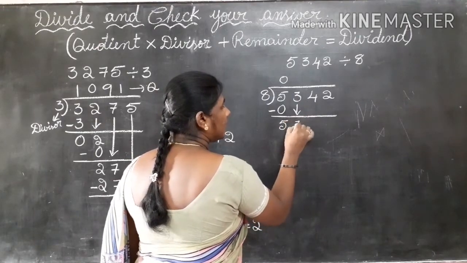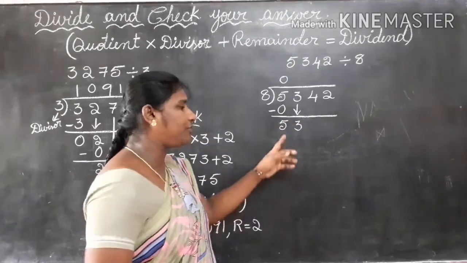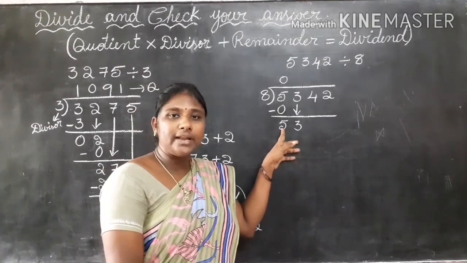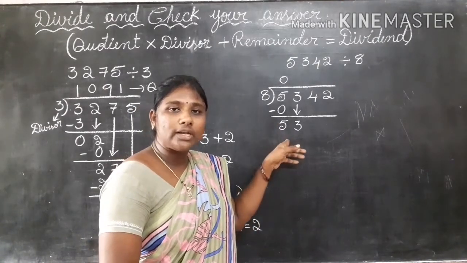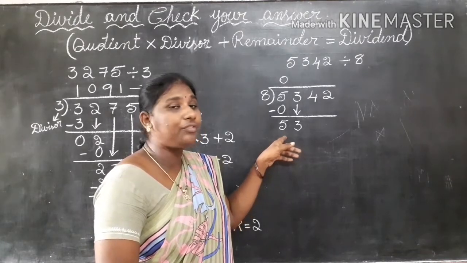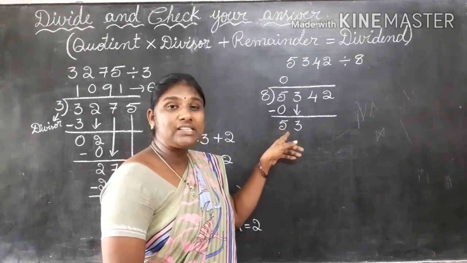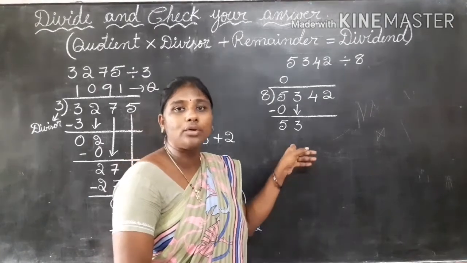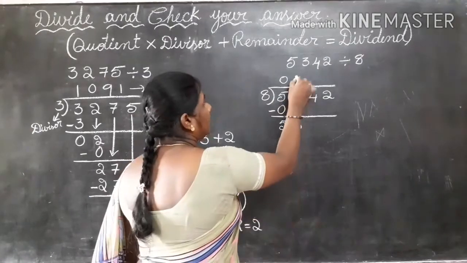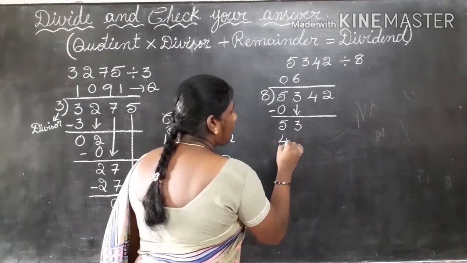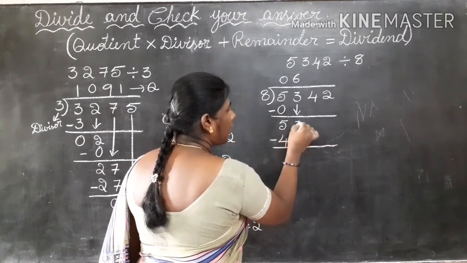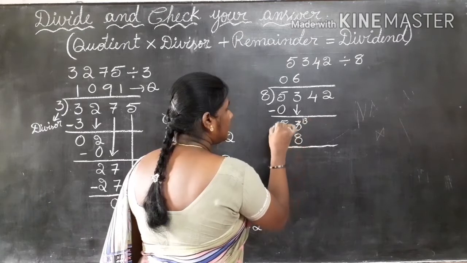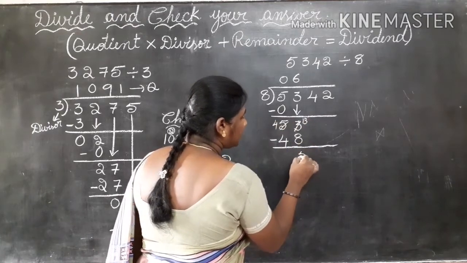Next here 3, 53. 8 table 53. 8 ones are 8, 8 twos are 16, 8 threes are 24, 8 fours are 32, 8 fives are 40, 8 sixes are 48, 8 sevens are 56. 56 is more than 53. So we have to take 8 sixes are 48. Borrow from here, it is 13. Here 4. 13 minus 8, 5.